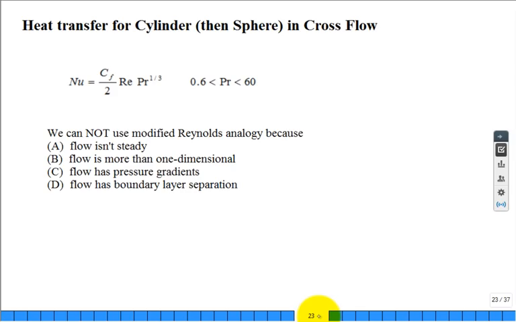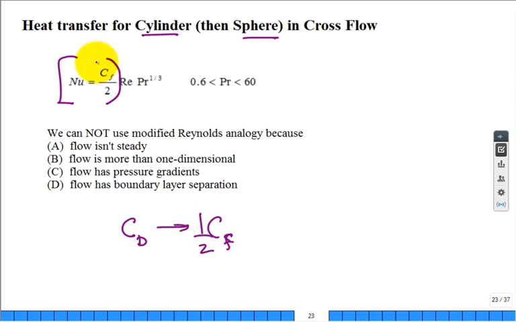One of the big questions is, we just did a lot of work to get C sub D. Maybe that's related to C sub F. Maybe I divide that by 2. Maybe I come up here and stuff it into this analogy between heat and momentum transfer known as the modified Reynolds analogy. But you cannot do that. You cannot just do that.